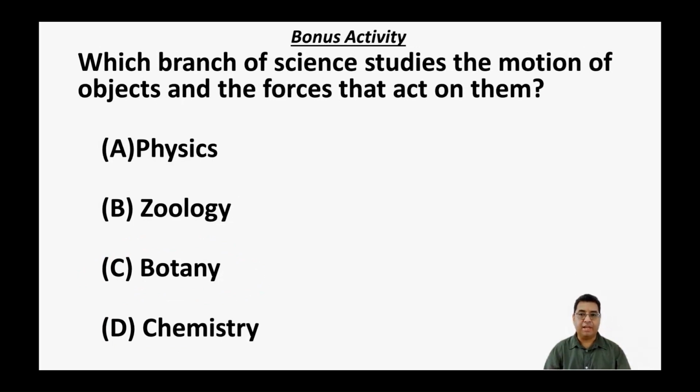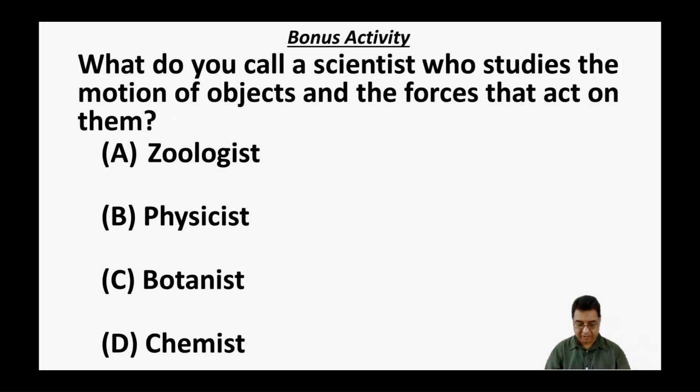Which branch of science studies the motion of objects and the forces that act on them? A, physics, B, zoology, C, botany, or D, chemistry? That's right, A, physics. What do you call a scientist who studies the motion of objects and the forces that act on them? A, zoologist, B, physicist, C, botanist, or D, chemist? That's right, B, physicist.